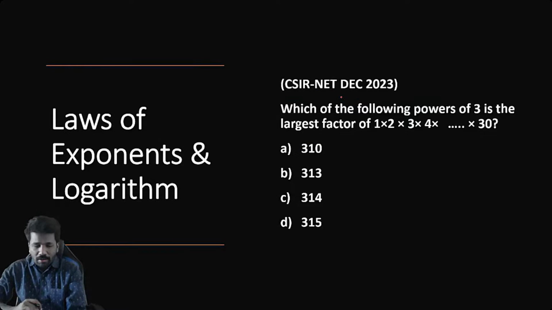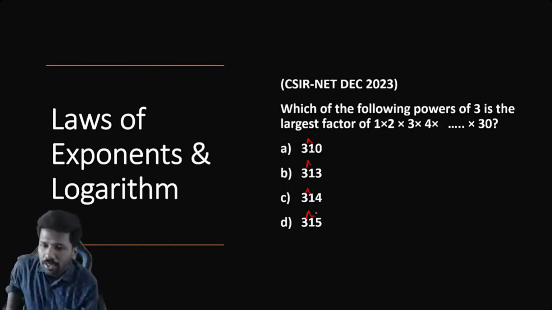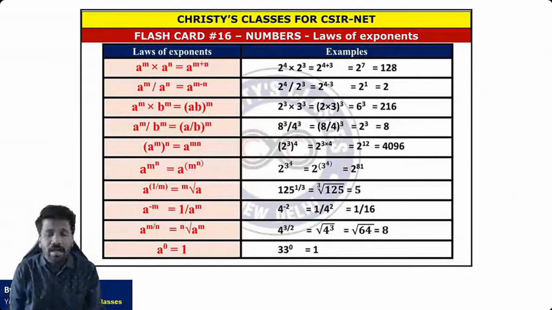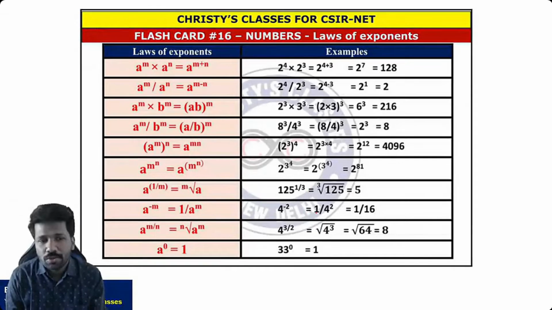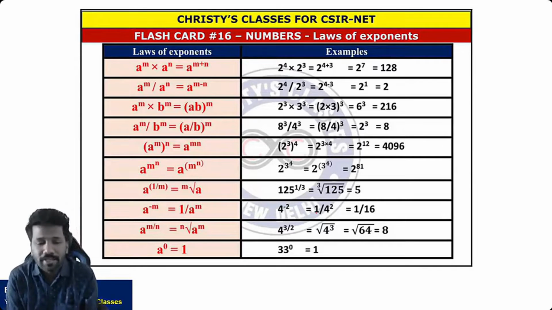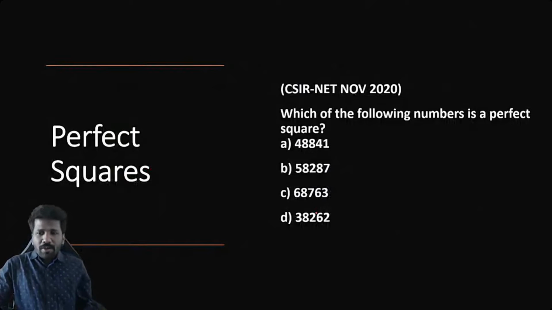And laws of exponent and logarithm related questions. December 2023, one example this is. So yeah, this is not 3, this is 3 raised to 10, 3 raised to 13, 3 raised to 14, and 3 raised to 15. It's a typing error. Anyway, laws of exponents related questions are very important. Many times questions are asked from this area. So in laws of exponents, you should know when same base, how to multiply and divide. When same power, how to multiply and divide. Power of power, how to calculate. Negative power, कैसे calculate करना है. Fractional power, कैसे calculate करना है. Zeroth power, कैसे calculate करना है. ये सब important है.